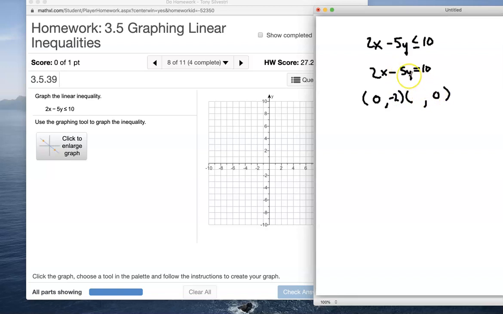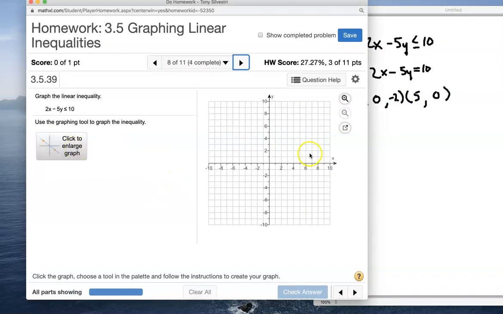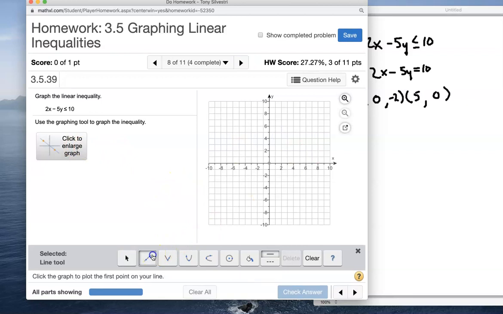Now, if y is 0, this term goes away. You're left with 2x equals 10. If I divide by 2, I got 5. So here we go. I can draw the dividing line. Click the thing. Draw a line. Make sure this is a solid line because the original expression had the equals. And just plot 0, negative 2, 5, 0. There you go.